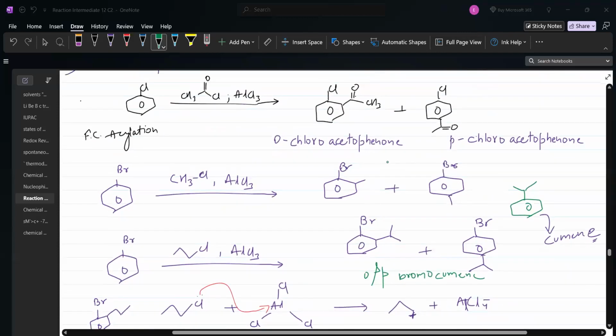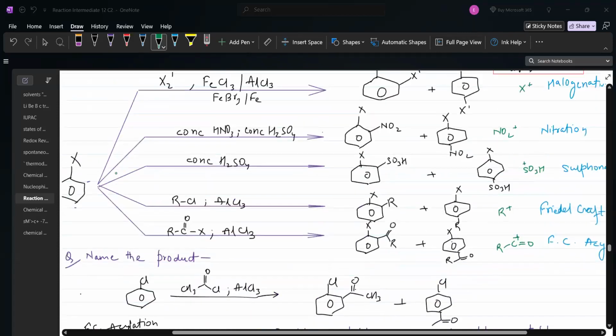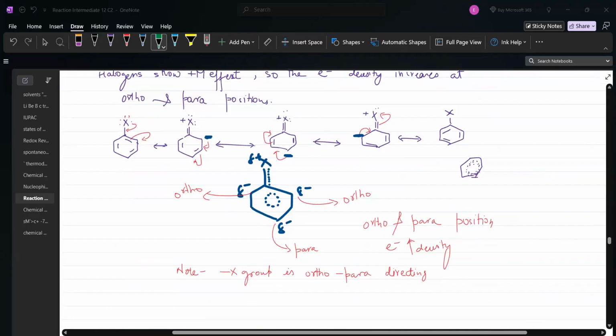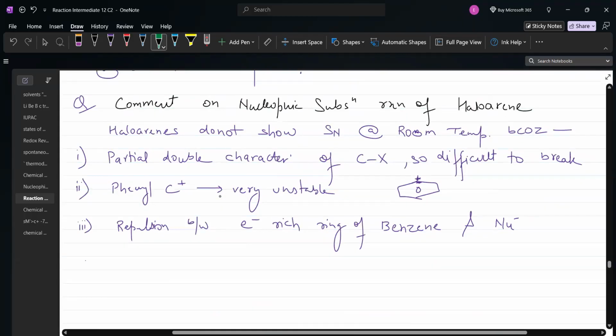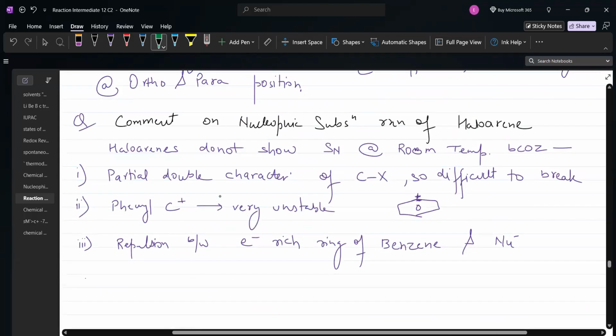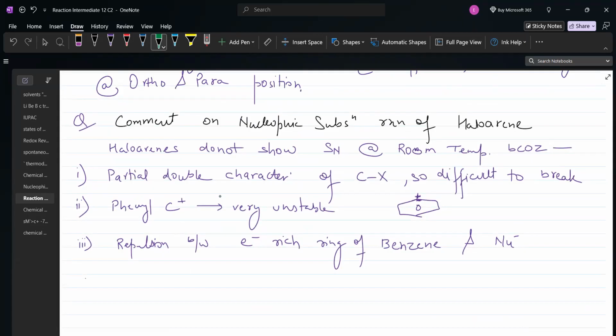For example, can you see from this? This will, no, not from this one. This one, this is the partial double bond character, right? Yes, sir. So this is one of the reasons. There are other reasons as well, because electron density is present in the benzene ring, which will repel the oncoming nucleophile. So the nucleophile has high electron density. The benzene also has electron density within its ring, so it will repel. And the second point is that the phenyl carbocation is very unstable.